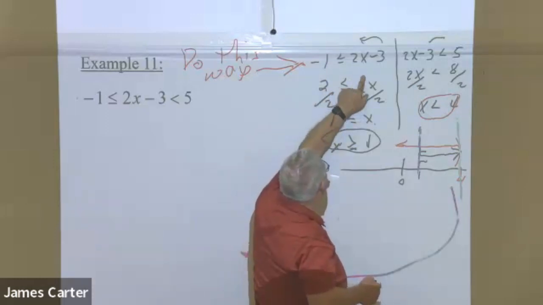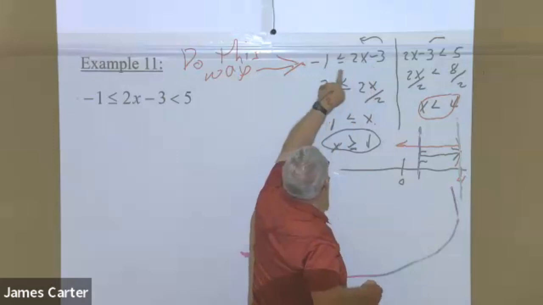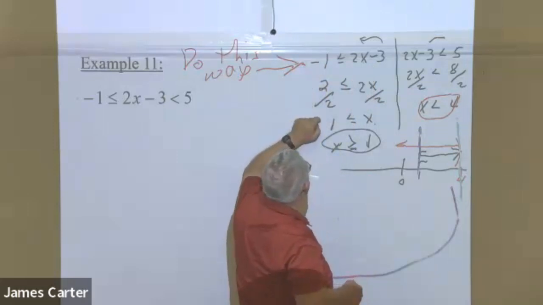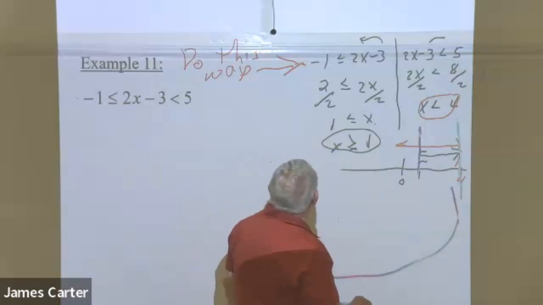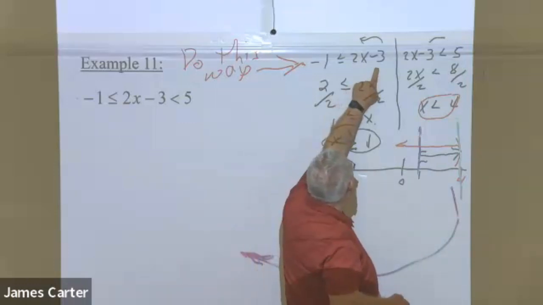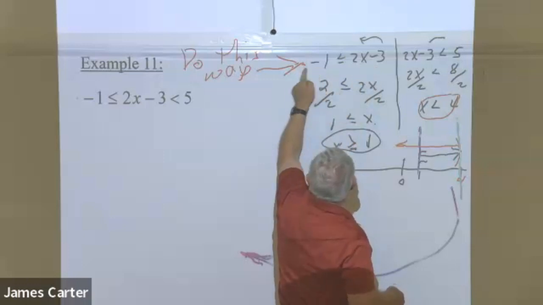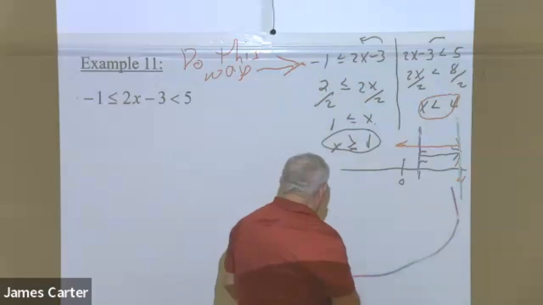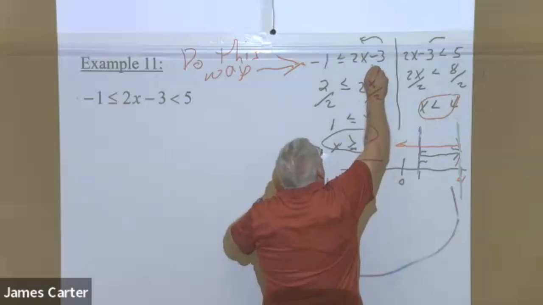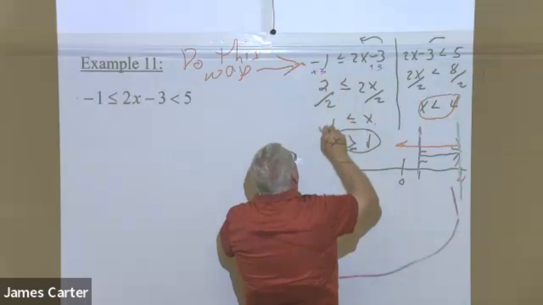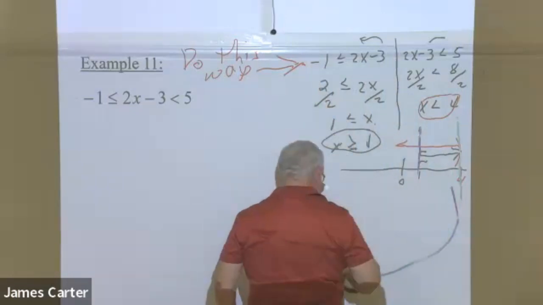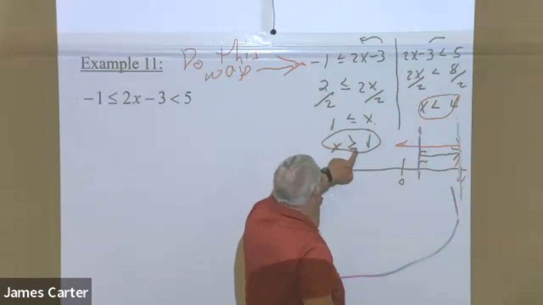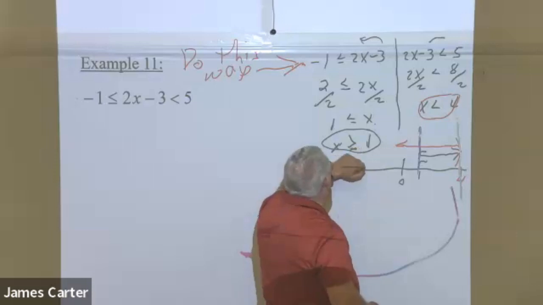In this case, I'm going to isolate the 2x by itself, so I added 3 to both sides. Okay, and then I'm going to divide by 2, and I get x is greater than or equal to 1. Okay, +3 to both sides gives me +2. I didn't show that step. That's where this 2 came from. Now, bring it on down, and I get x is greater than or equal to 1.